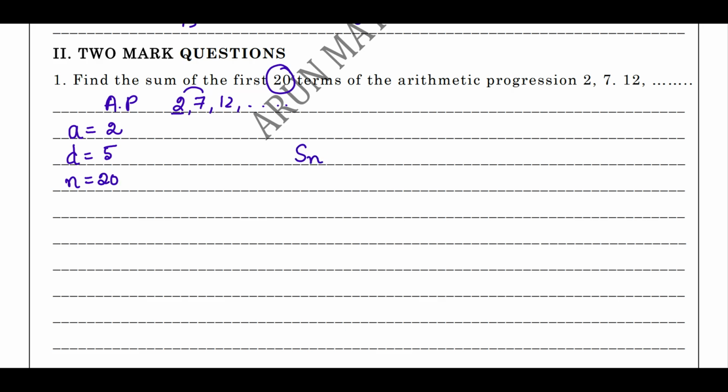Sum of n terms of an arithmetic progression is given by the formula Sn equals n by 2 into (2a plus (n minus 1) into d). Now just substitute the values of a, d and n. S20 equals 20 by 2 into (2 times a, that is 2 into 2, plus what is n? n is 20, minus 1, into d, what is d? 5).